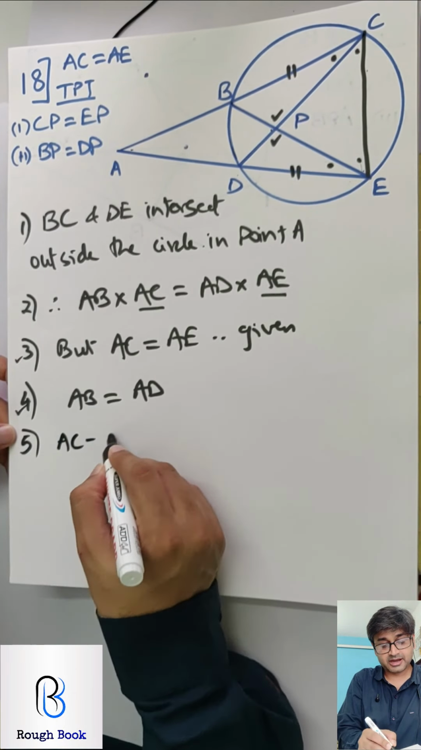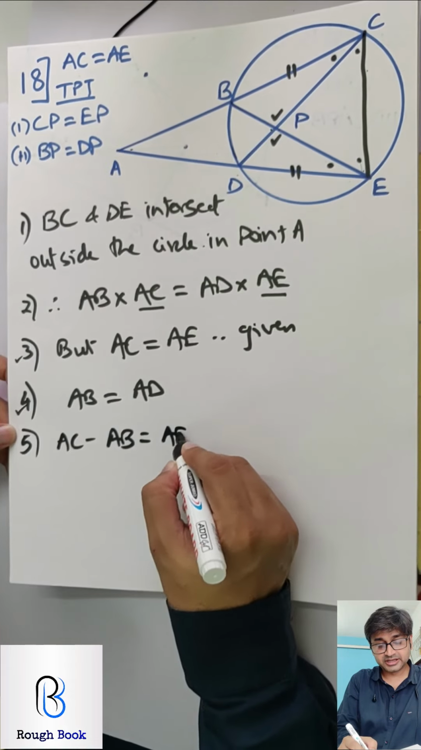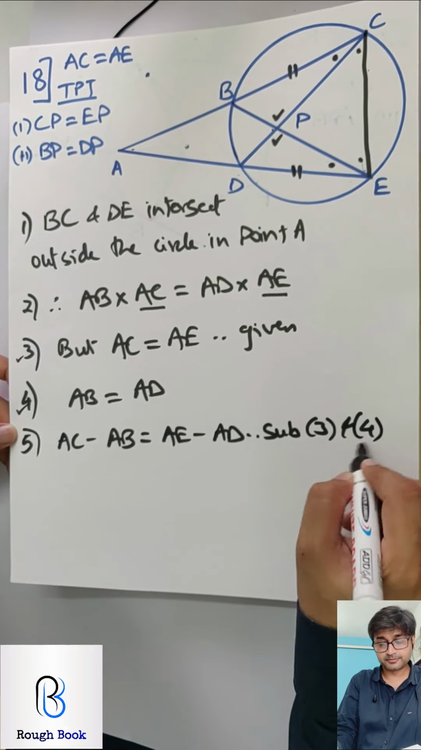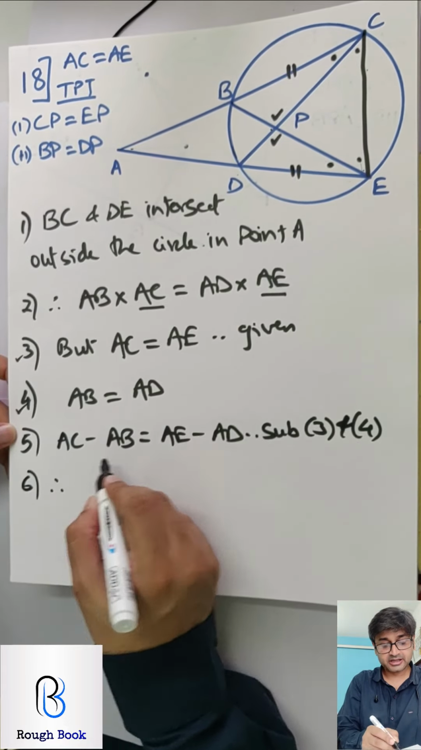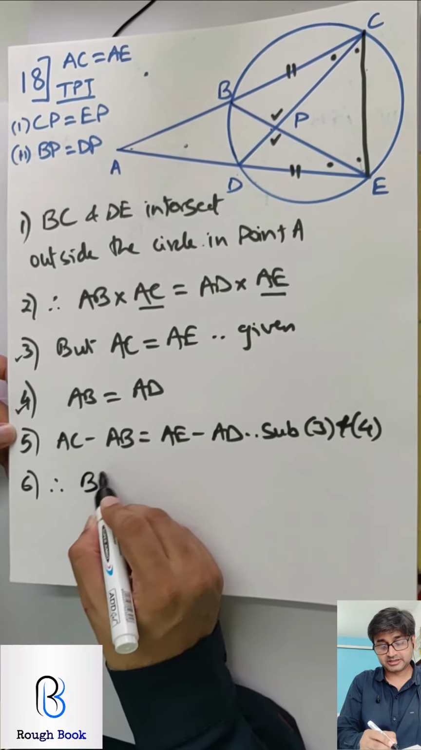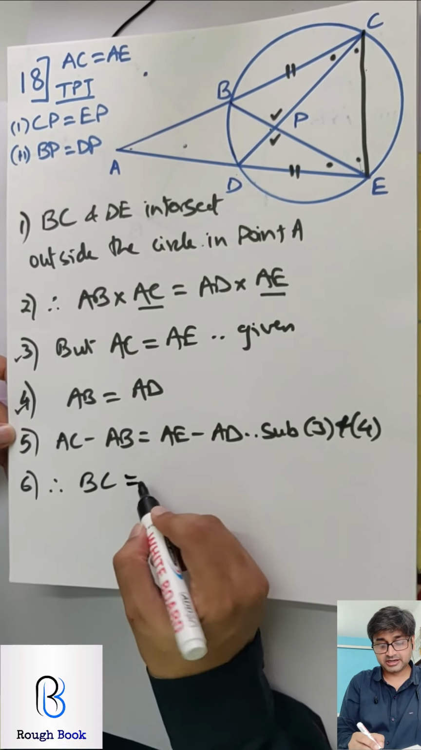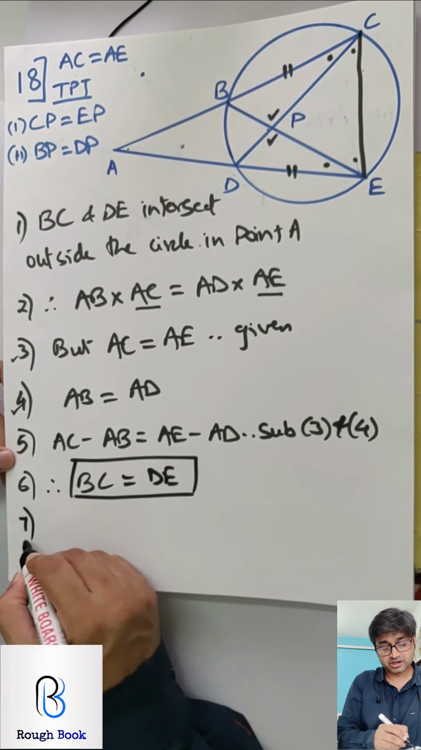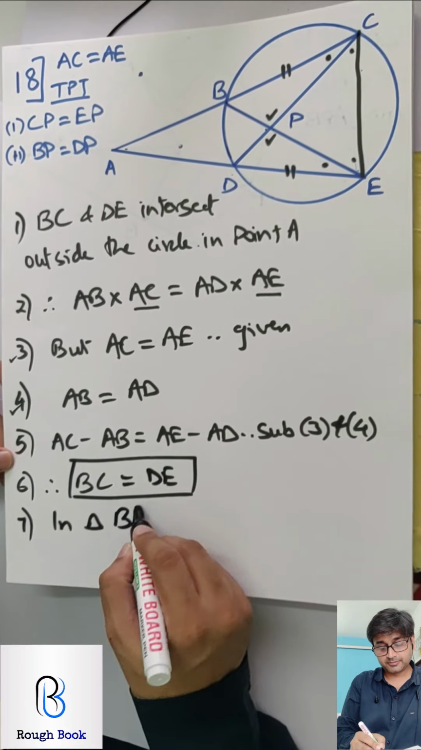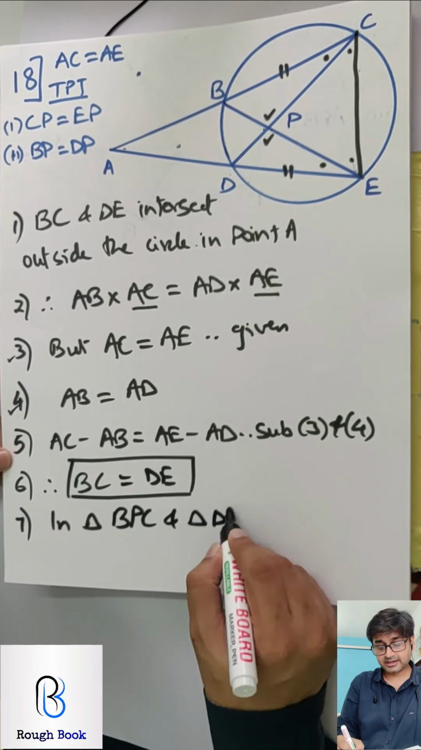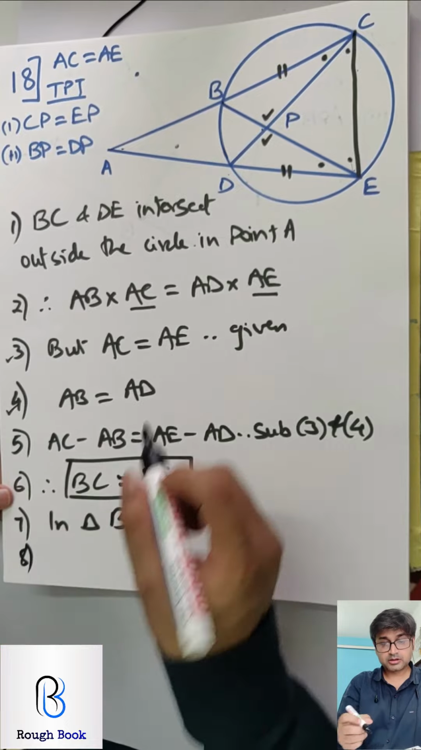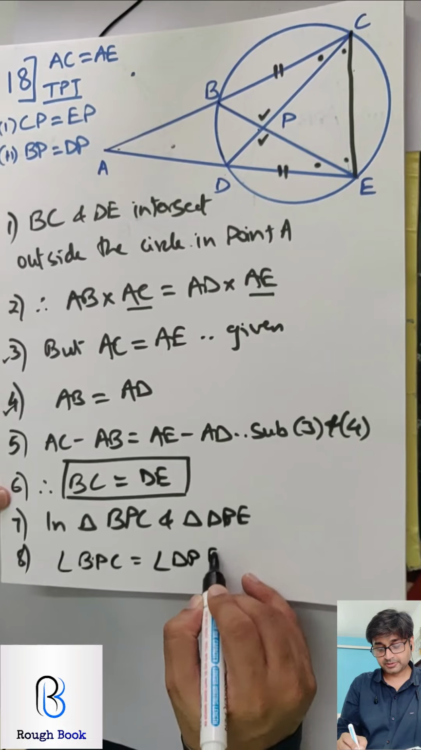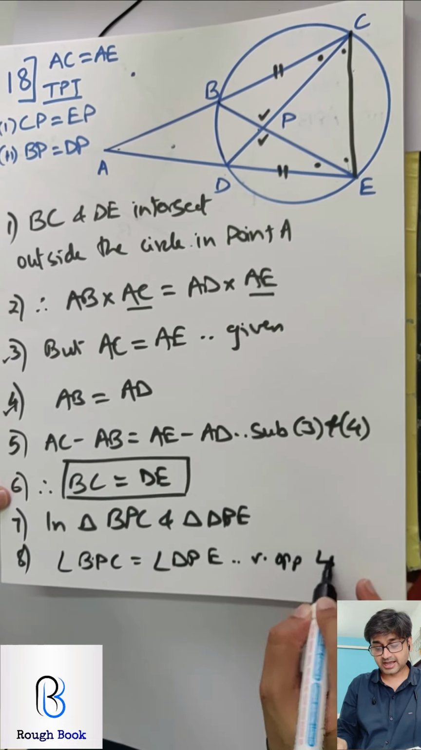Okay. So AC minus AB equals AE minus AD. Subtracting 3 and 4, when I subtract, what will I get? AC minus AB will give me BC, and AE minus AD will give me DE. So we got this as the major part. Let's jump into the two triangles. So in triangle BPC and triangle DPE, we'll first say angle BPC equals DPE, vertically opposite angles.